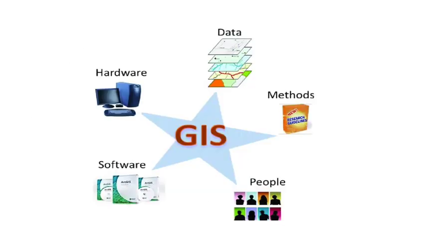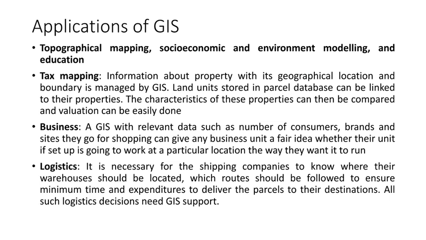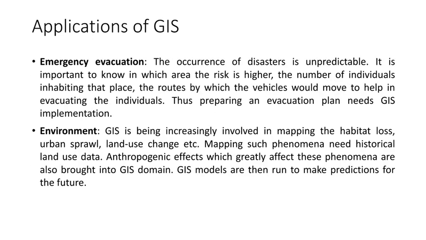So that has been discussed in the slides, and after this is again a representation of the GIS components. Then the application of GIS, that is also very clear from the slides. So the major applications: topographical mapping, then socio-economic and environment modeling, education, then tax mapping, then business, logistics, then emergency evacuation during times of disaster, then environment, that means how the anthropogenic effects, like due to human activities, how this environment is affected. So that can be, and associated phenomena can be modeled, and predictions can be made using this software. So that is GIS applications.